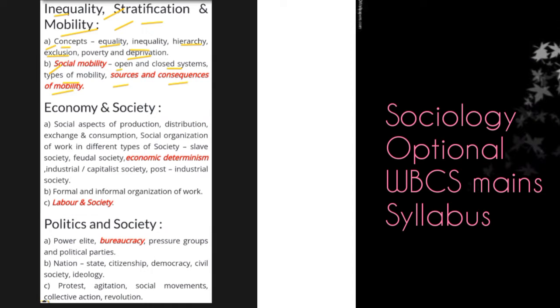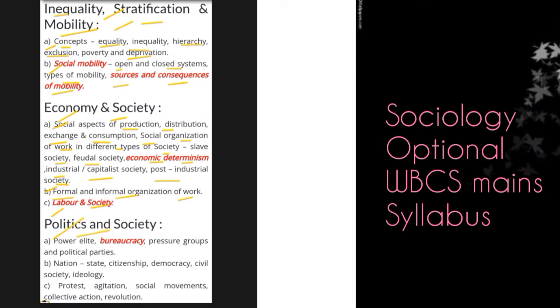Then comes the section on economy and society, which includes the social aspects of production, distribution, exchange, and consumption, social organization of work in different types of society: slave society, feudal society, economic determinism, industrial or capitalist society, post-industrial society. Then comes the formal and the informal organization of work, labor in society.